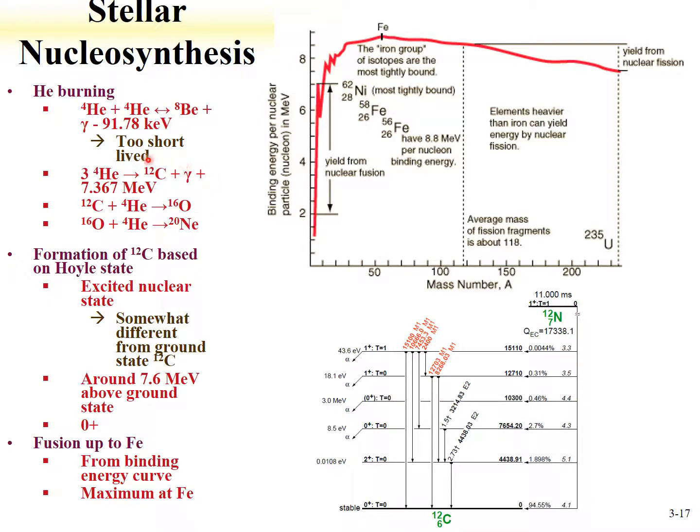Carbon is formed by 3 helium nuclei colliding. This is a 3-body problem. It's something that conceptually should be rather rare. However, one of the estimations from this, if one looks at the energy, is that there would be a higher probability of this reaction occurring if there's a nuclear state around 7.4 MeV. This is called the Hoyle state.